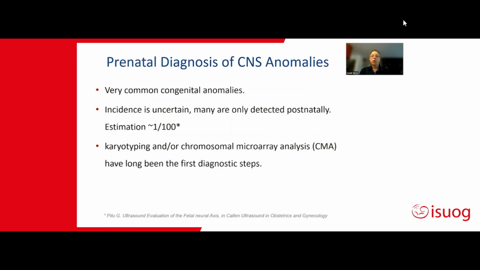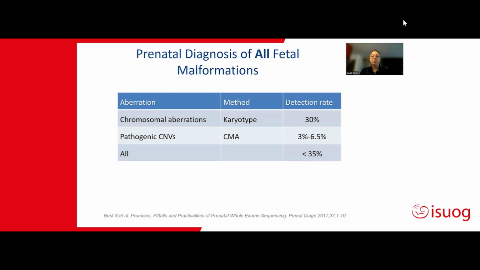So brain abnormalities are one of the most common congenital anomalies, and the incidence is uncertain because many are detected only postnatally, but the estimation is about 1 in 100, so about 1%. Of course, most of them are not that severe. So in the past, the genetic analysis of such brain abnormalities depended on karyotyping and then later on chromosomal microarray analysis. And these have long been the first diagnostic steps.